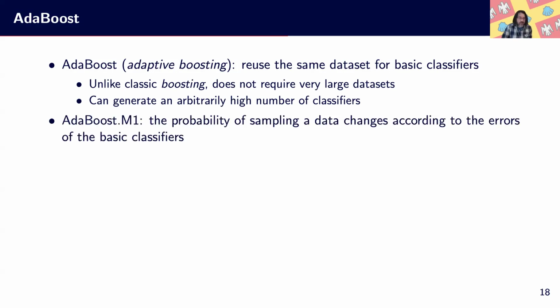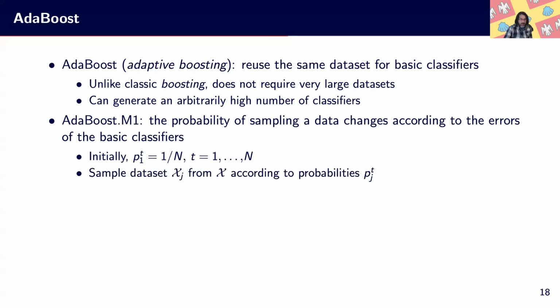So there is the AdaBoost.M1 model, which we'll see here. It is just one of the different variations of AdaBoost. And this one is really adapting the sampling probability according to the errors of the basic classifiers. So this sampling probability is denoted by P_j^t. Here we say P_1^t because we initialize to uniform weight. So all samples have the same probability of being sampled at the beginning.